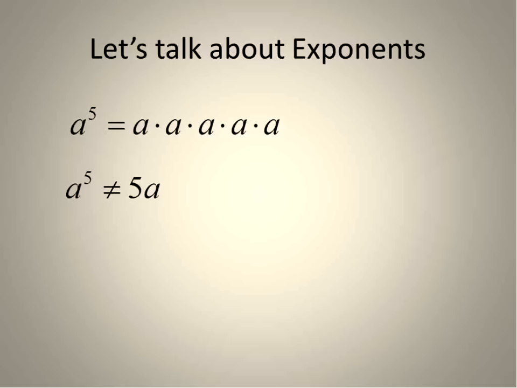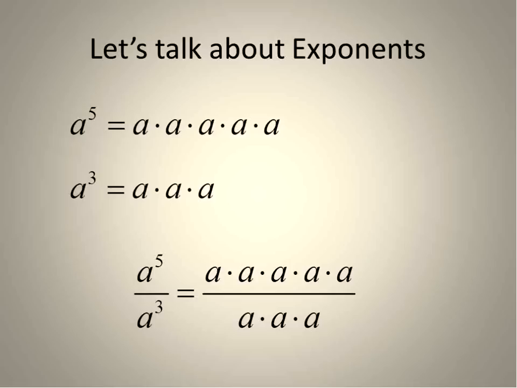And that's a very important part of everything that we're going to be doing today. You'll see how that works together, but you have to understand that exponents are multiplying. A times a. So a to the power of 3 would be a times a times a. A to the power of 5 is A times itself 5 times. And a fraction like A to the power of 5 divided by A to the power of 3 is the same thing: A times itself 5 times divided by A times itself 3 times.